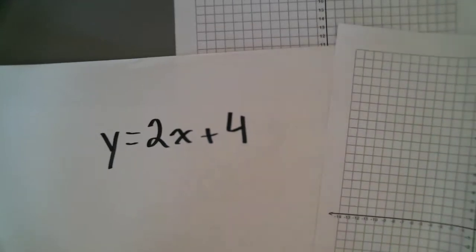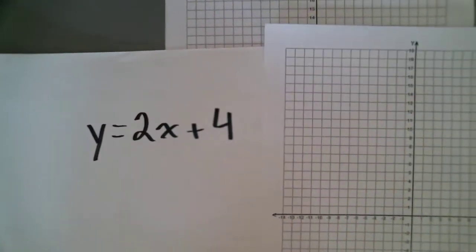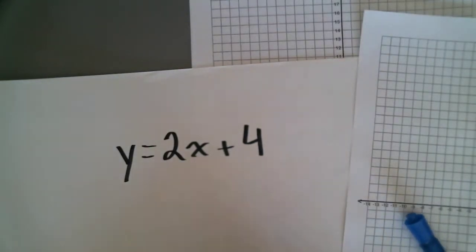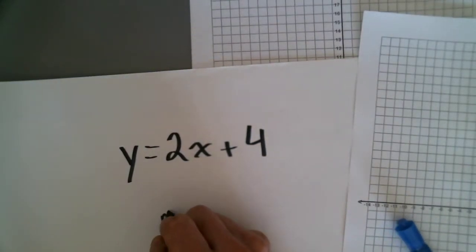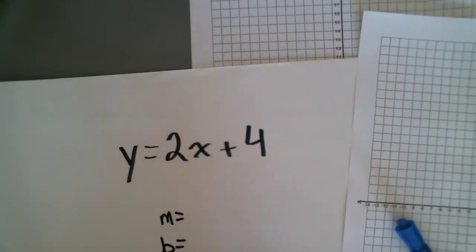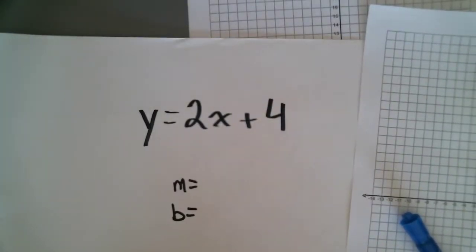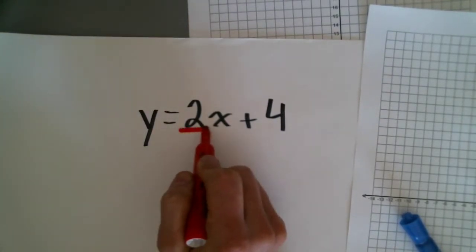And just like we did in algebra, I'm going to encourage you to do something that will make it easier. So first thing, what I'm going to do is I'm going to write down m equals, b equals. What is m? If you don't know, watch this whole video again, or watch the videos last week on slope. So the big thing is m is my slope.